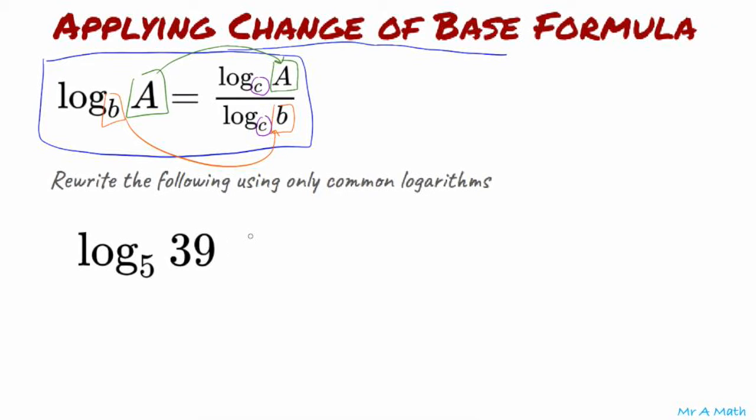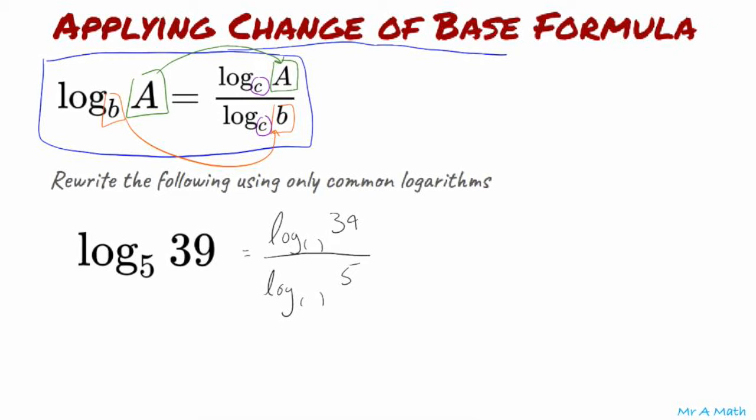Log base 5 of 39. What that means is we can write this as some log base something of 39. Remember, because a would be the 39 here, it's going to be the input of my logarithm in the numerator. So it's a log base something of 39 over log base something of 5. And these two bases have to be the same in my logarithm.